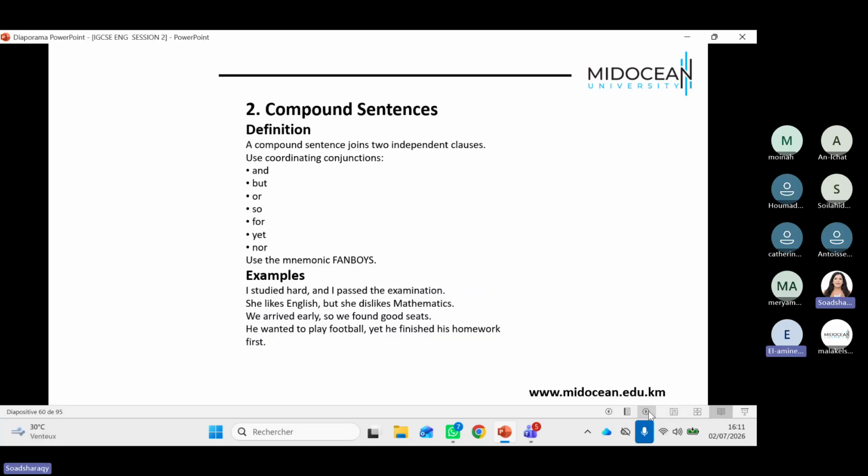Okay, I move on to talk about compound sentences now. A compound sentence joins two independent clauses. So we use coordinating conjunctions like and, but, or, so, for, yet, nor. Example: I studied hard and I passed the examination. She likes English, but she dislikes mathematics. We arrived early, so we found good seats.